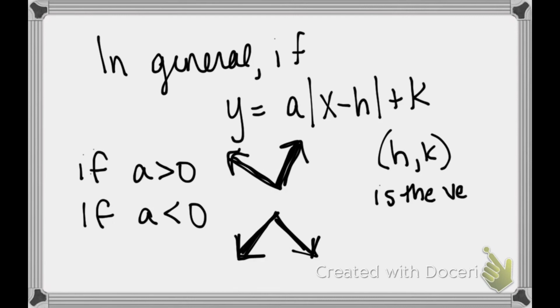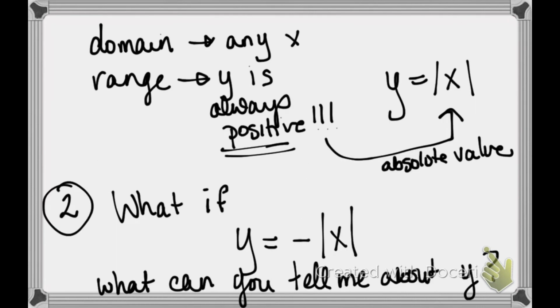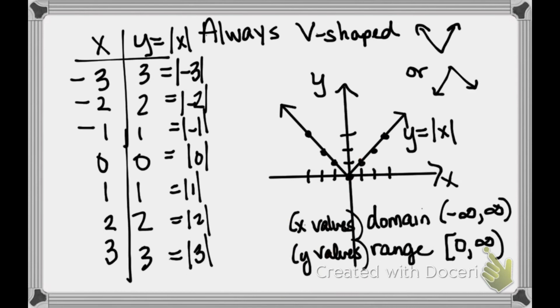The turnaround point, notice it's opposite of what's in the absolute value, so it's positive h, and then the same sign of what's outside the absolute value, so it's positive k. So it's opposite inside, and same sign as outside, and that's the vertex or that turnaround point, or that corner of the V. So let's go back. Let's relate the turnaround point, h, k, and the a, and sort of generalization to each one of our examples.